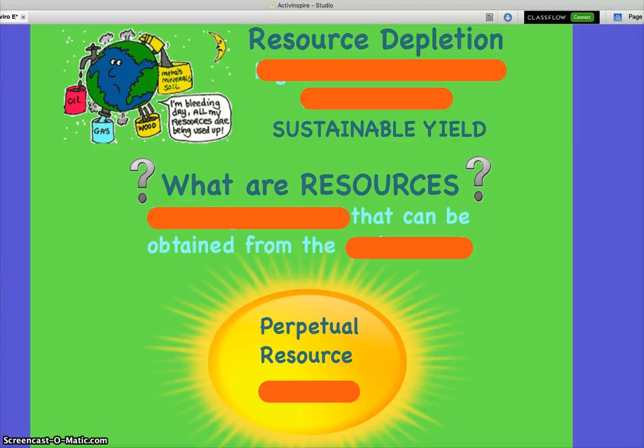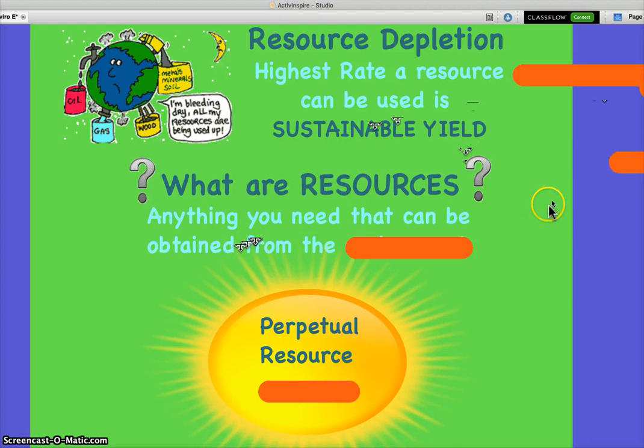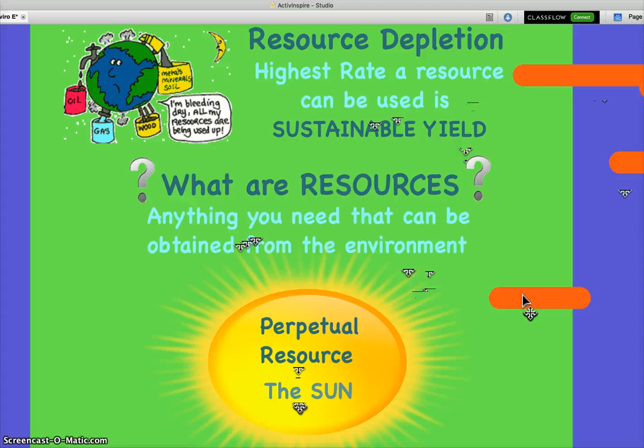All right, so what does it mean to deplete a resource? Use all of it. Good. It could mean use all of it. It could mean use it poorly. It could mean use it at a rate that you can't replenish it, right? Using it past its ability to replenish. Resources are anything you need that you're going to get from Earth or from your environment, hopefully. Starting with a perpetual resource, which starts life on Earth, which is the sun.